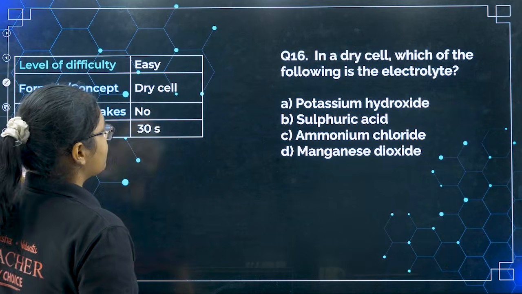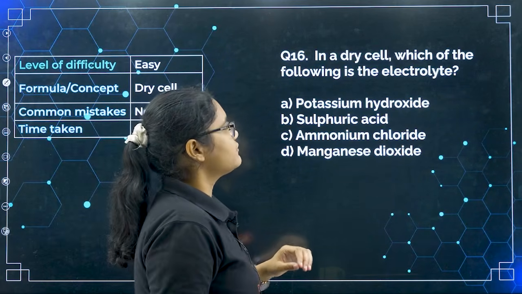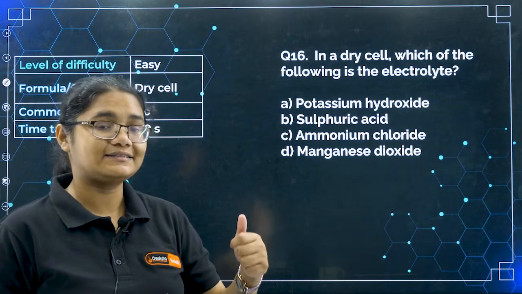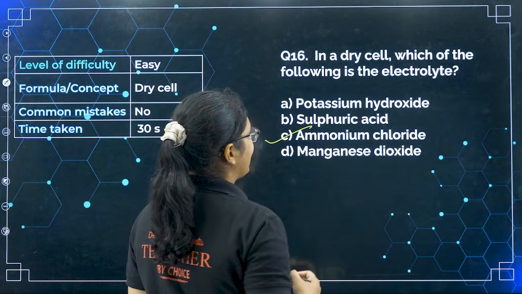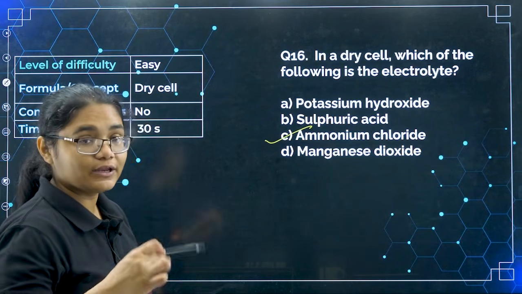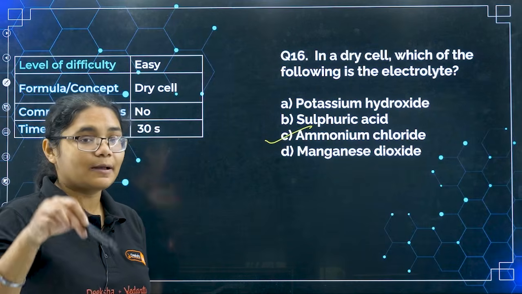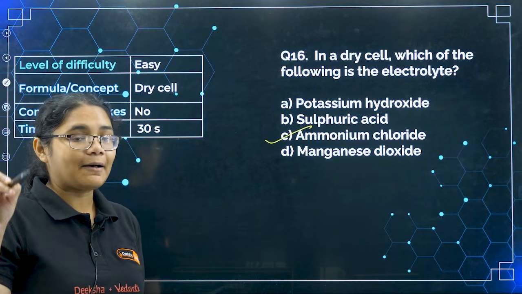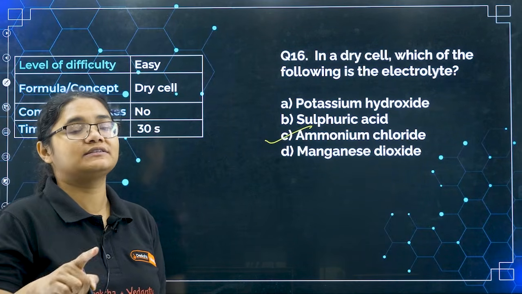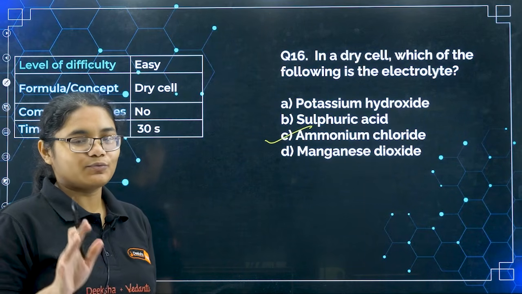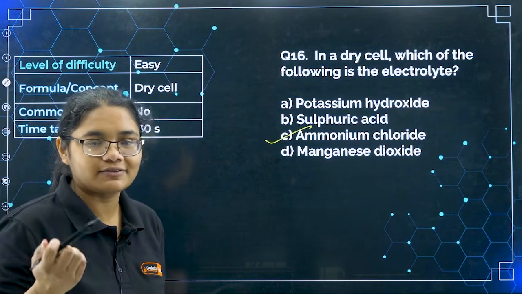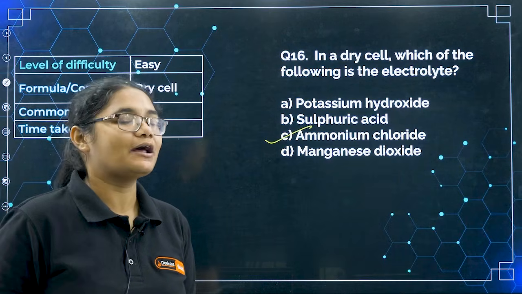Moving to the next question: in a dry cell, which of the following is the electrolyte? Dry cell, you remember, Leclanche cell. So here we use ammonium chloride as the electrolyte, and ammonia gas was produced. Now comment down and tell me what happened to that ammonia gas which was released in this reaction. I'll give you a hint, it forms a complex, but what was the complex and what is its formula? Quickly comment down and tell me.